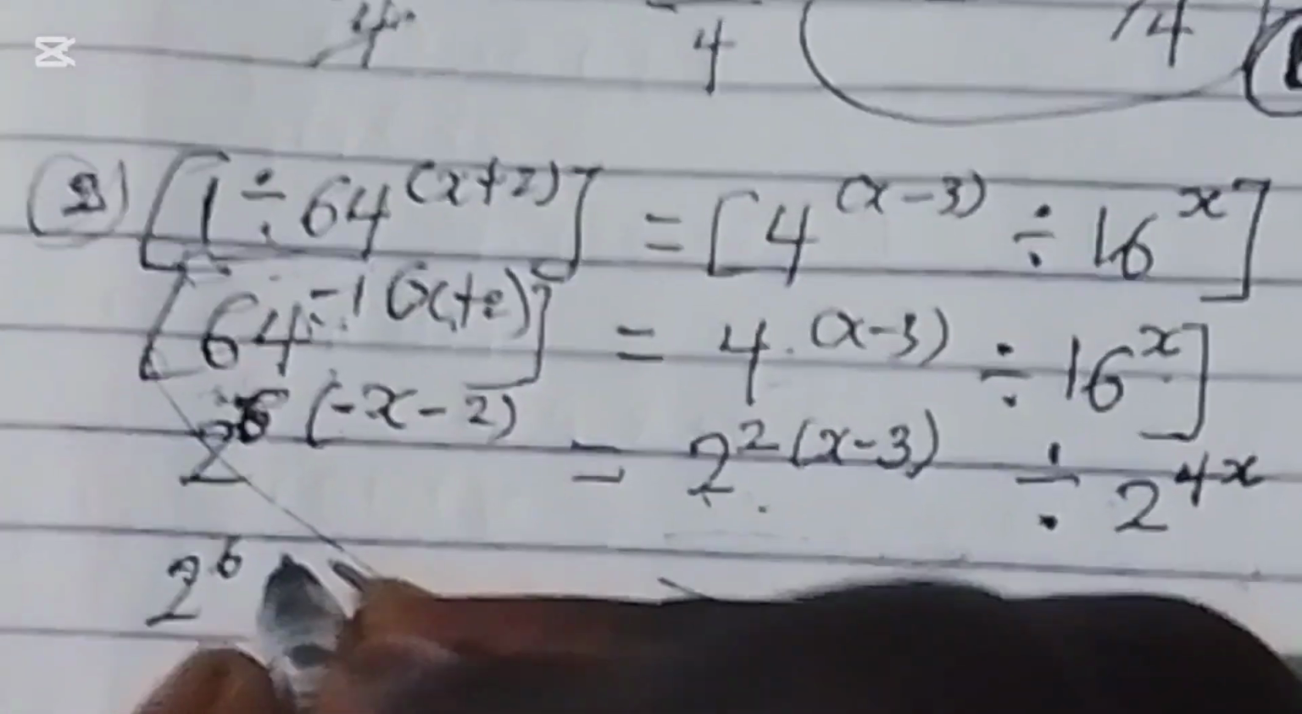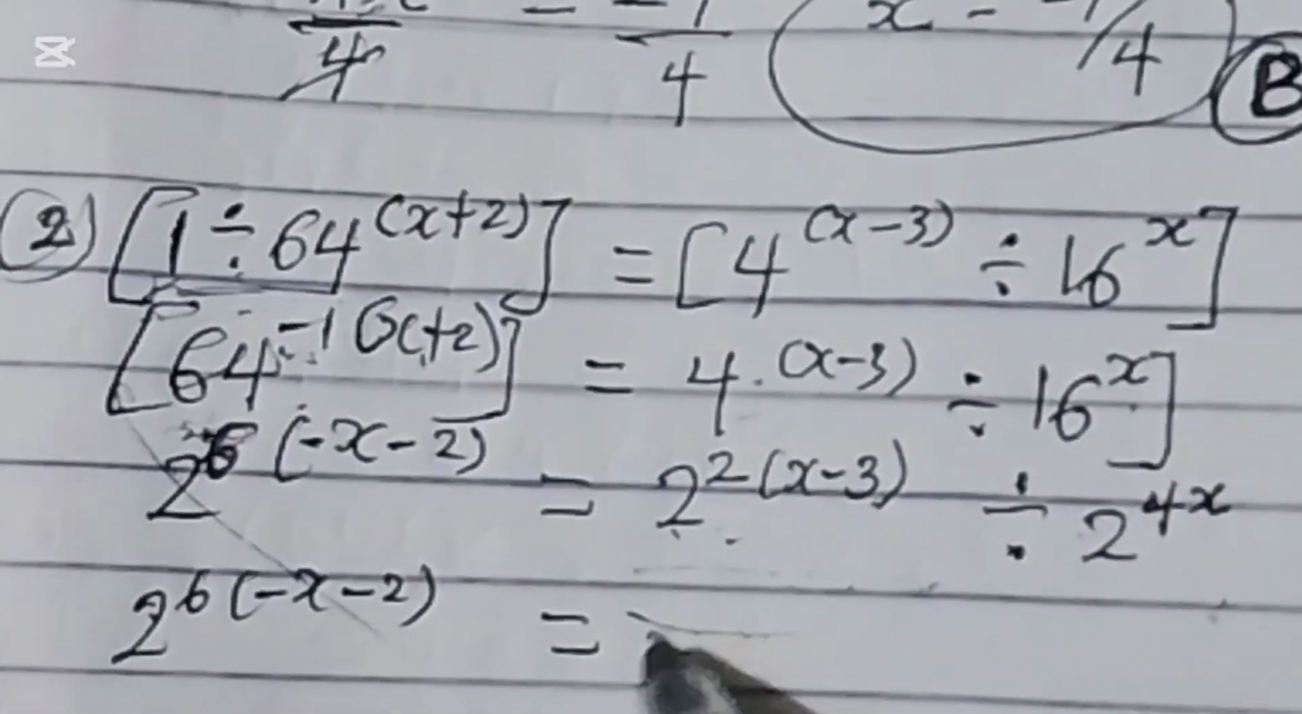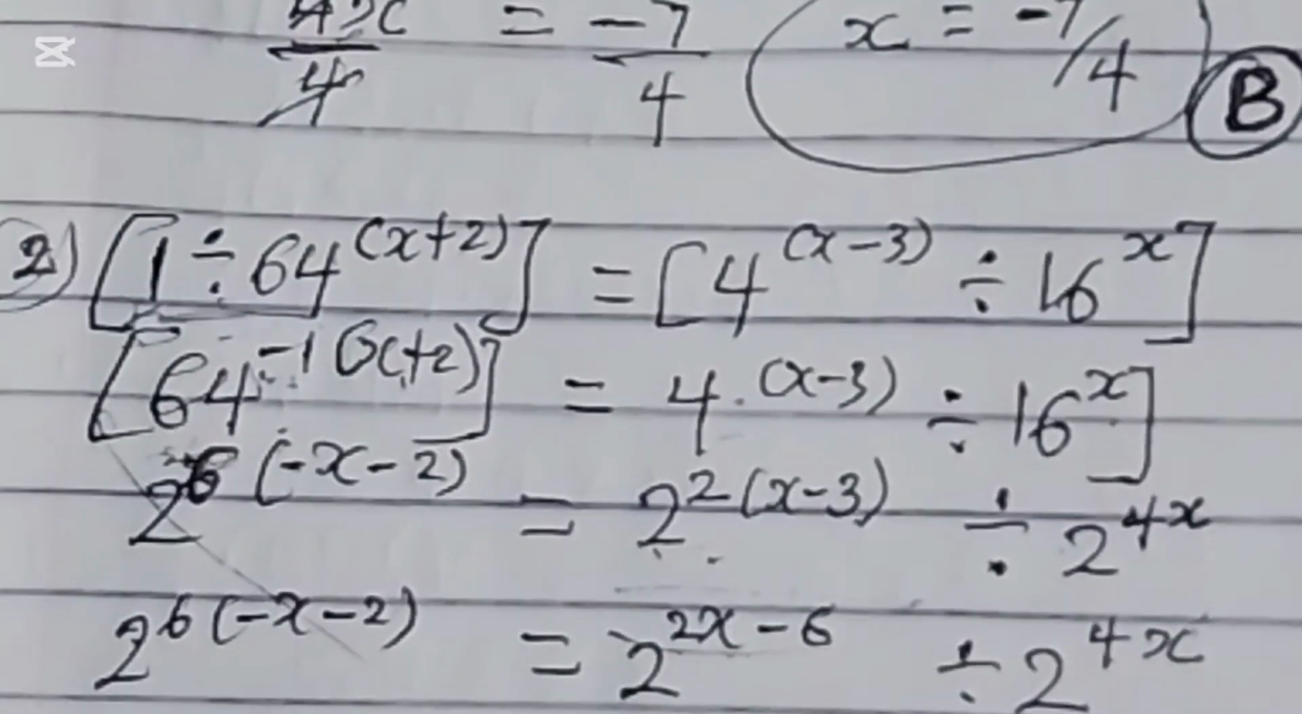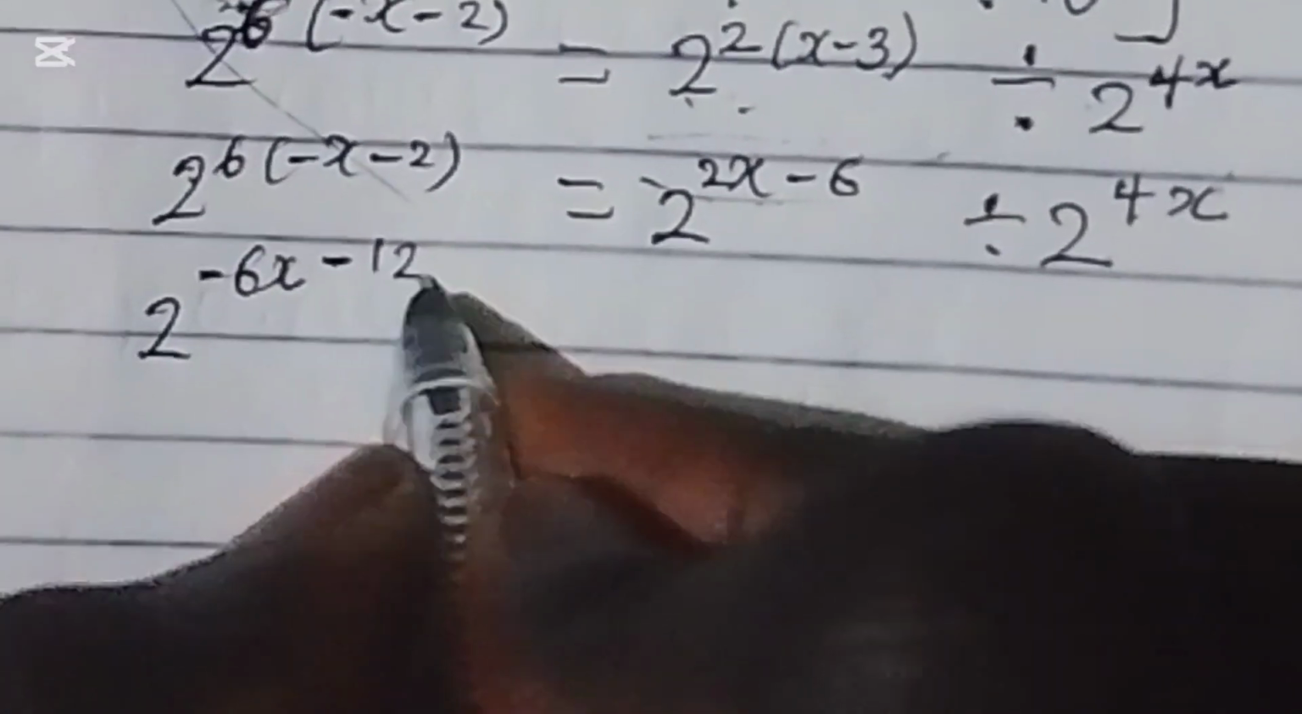So that will be 2 raised to the power 6 minus x minus 2 equal to 2, let's bracket first, 2x minus 6 divided by 2 raised to the power 4x. So from here, you can solve this. You can break this bracket and solve this. This will give you 2 raised to the power minus 6x minus 12. You have solved for this.